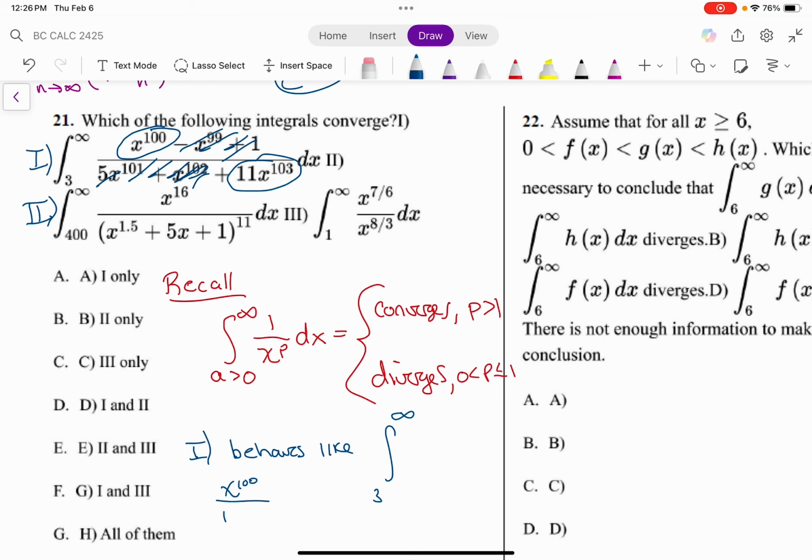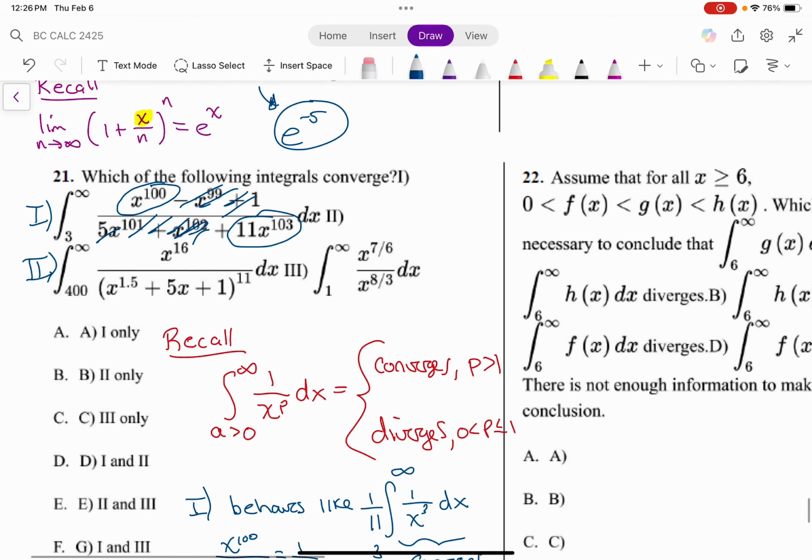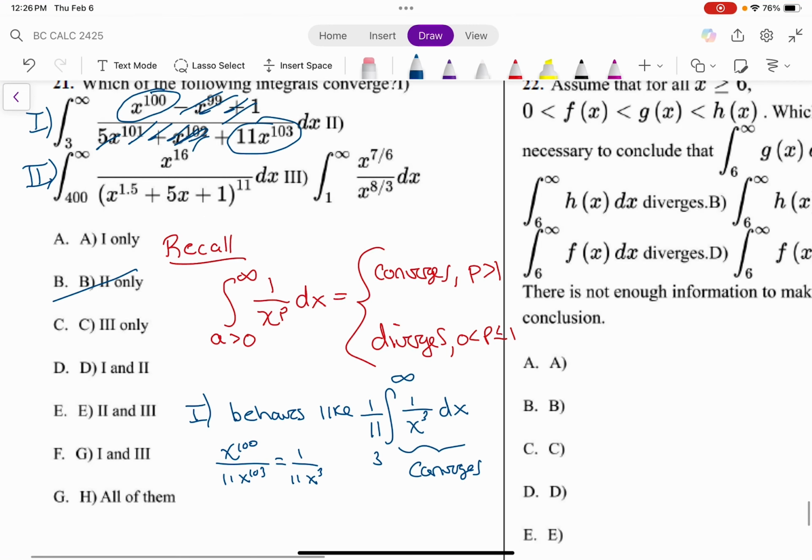x to the 100 over 11 x to the 103, which is equal to 1 over 11 x to the third. The 1/11th doesn't really matter, so you can ignore it or not. That does not affect the converging or diverging behavior, because it can factor out. So it's going to behave like this, and then you just recognize by the above that it converges, right? So if that converges, so does number 1. So anything that doesn't have number 1 is out.